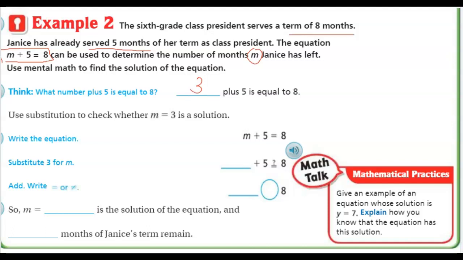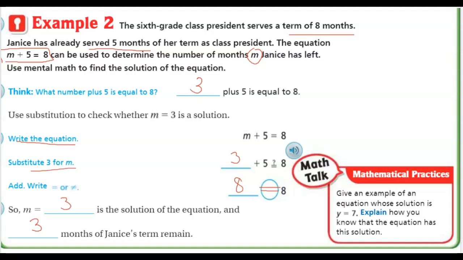Use substitution to check whether m equals 3 is a solution. So here, as always, we've written out the equation rather than doing this part in our head. We're substituting 3 for m. 3 plus 5, does it or does it not equal 8? We add them together. Of course it does, so they are equal. So m equals 3 is the solution of the equation, and here we are interpreting our answer. 3 months of Janice's term remain.